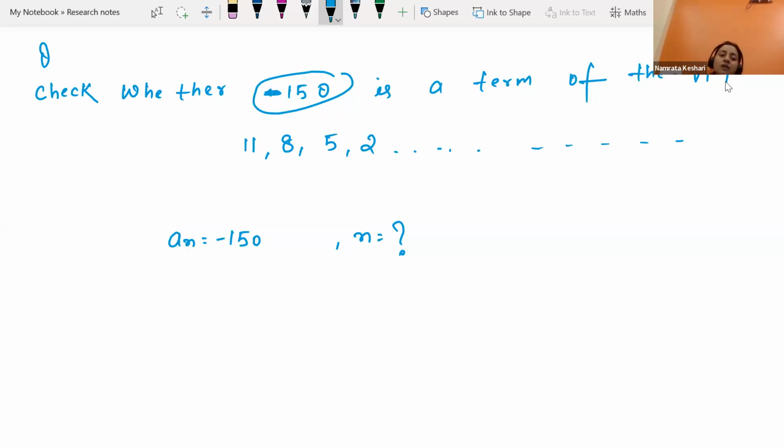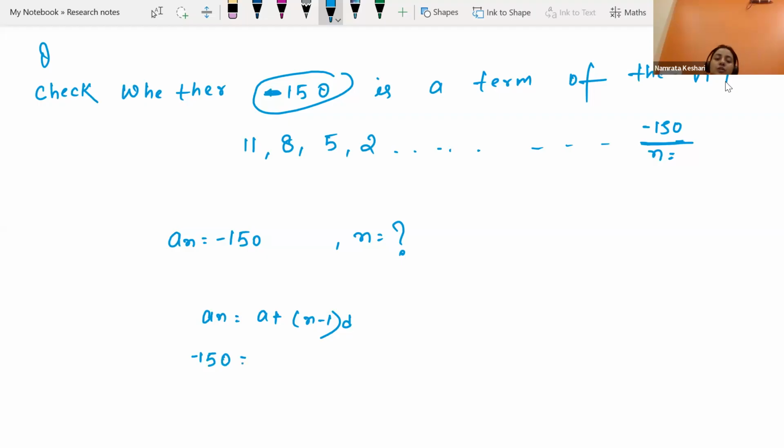Yeah. Okay, let's say an is minus 150 at some place. Let's assume that it is there, and what is that place? If we are able to find it, then we can say that at this place minus 150 is sitting. So an is equal to a plus n minus 1 into d, where our an is minus 150.